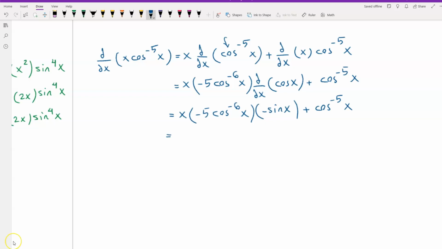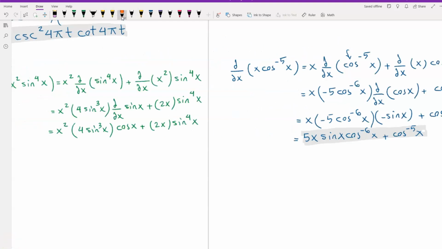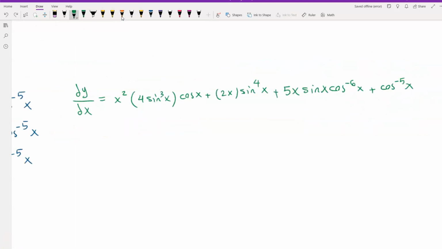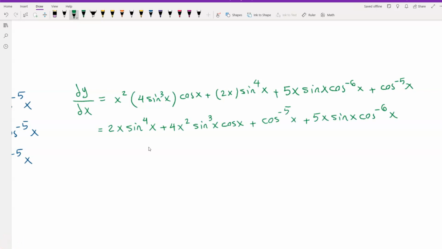And here this part is equal to, we have x times negative 5 times negative, so it's positive 5x. Then we have sine x cosine to the power negative 6 plus cosine to the power negative 5. Now to find the final answer, we have to add these two. So here is what we have for the derivative of y with respect to x. So here is our final answer. Writing the largest powers first. So here I have 4, that is 3, here is negative 5, and here is negative 6.